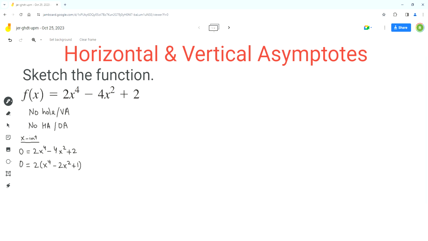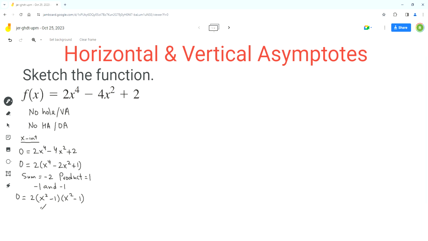Now this is a simple trinomial. So we can use the sum and product method. We have to find two numbers whose sum is -2 and product is equal to 1. So the numbers are -1 and -1. Now we can factor this quadratic function. So we can rewrite this as x squared minus 1 times x squared minus 1. So now we get the same factors.